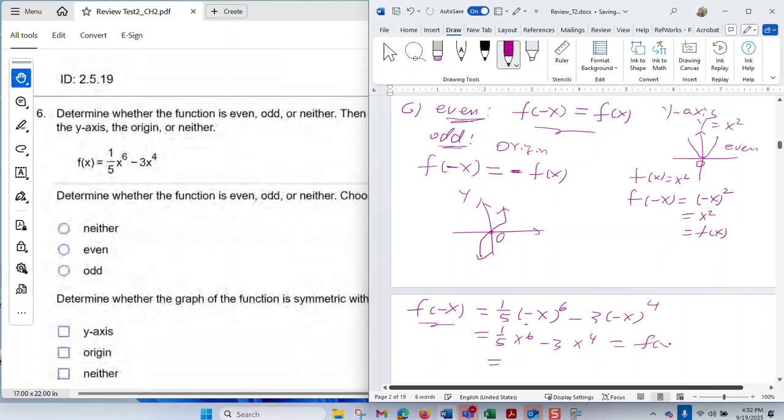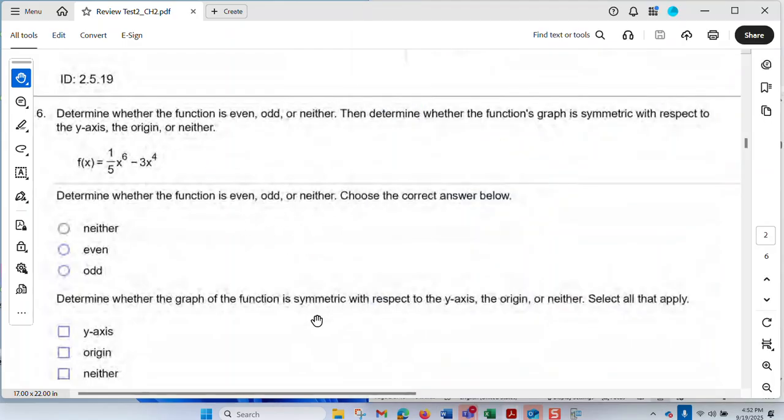Equal to the original one. So that means I prove f of negative x equals f of x, so this one will be an even function. All right, so that is how you prove the even function here. And since this is an even function, it is symmetric with the y-axis.